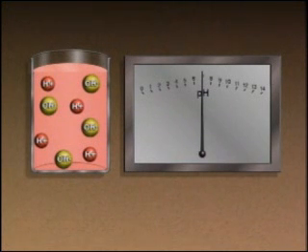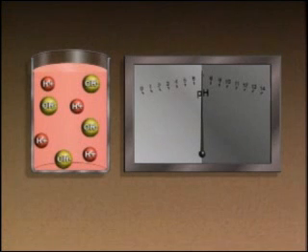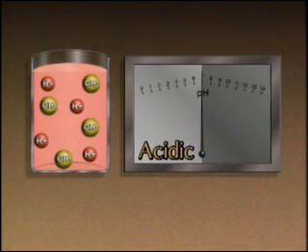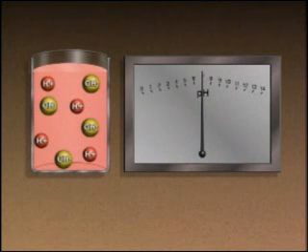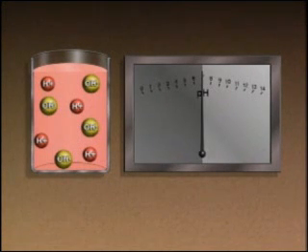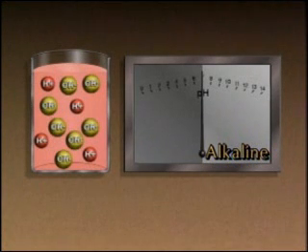The numbers on the scale range from 0 to 14. A pH less than 7 indicates that a liquid is acidic. An acid has a greater concentration of hydrogen ions than hydroxyl ions. A pH greater than 7 indicates that a liquid is alkaline. An alkali has a greater concentration of hydroxyl ions than hydrogen ions.